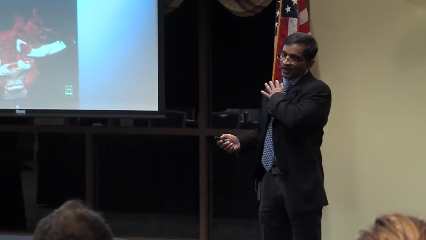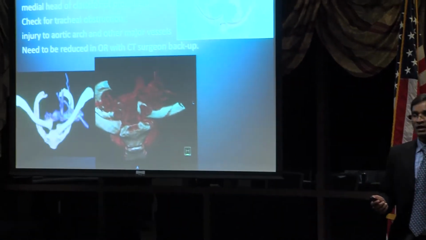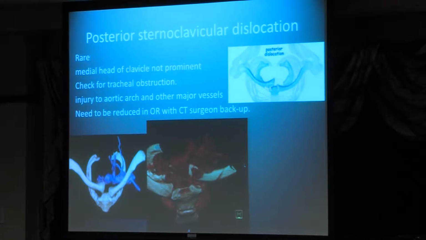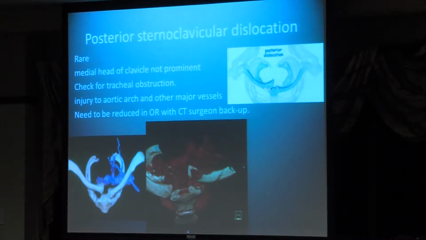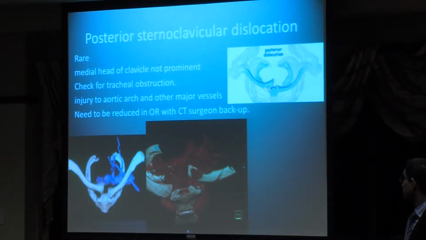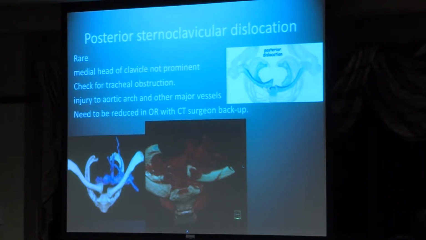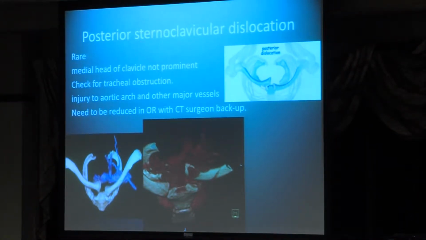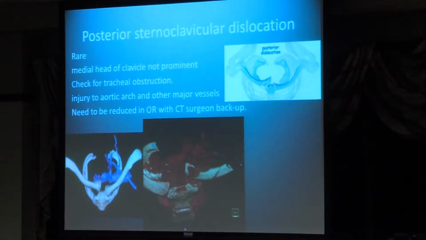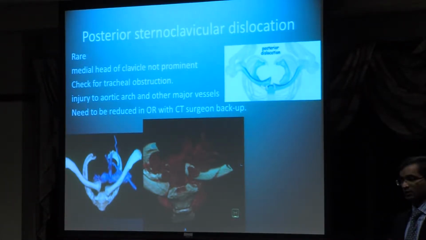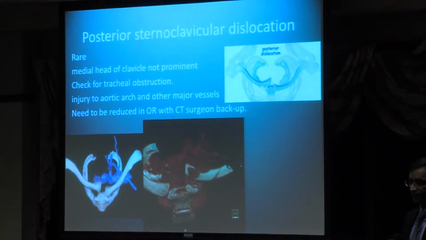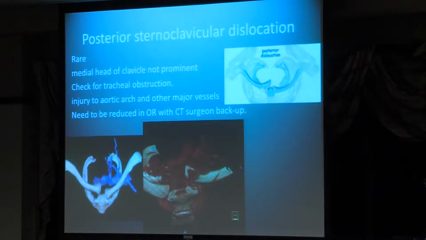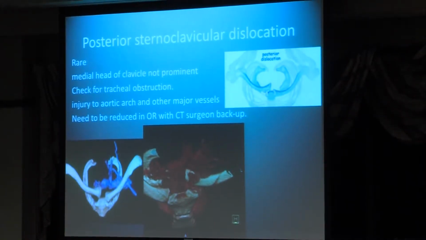And the posterior sternoclavicular dislocations can be really serious. Most of the time it is because of anterior pressure on the medial end of the clavicle, and it can be an emergency in that it can cause airway obstruction or damage to the major blood vessels, either venous or arterial. So it is usually not recommended to reduce these in an emergency room setting or in the office. If you're planning one, we have to make sure that there is a cardiothoracic surgeon backup, so that if there is a major bleeding event, the patient can be taken to the OR immediately.